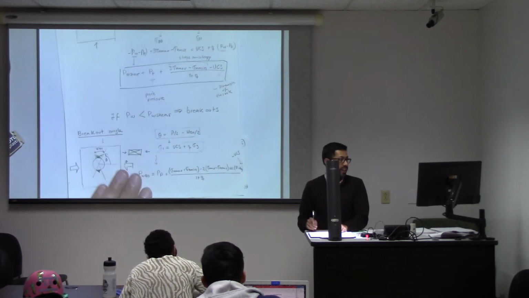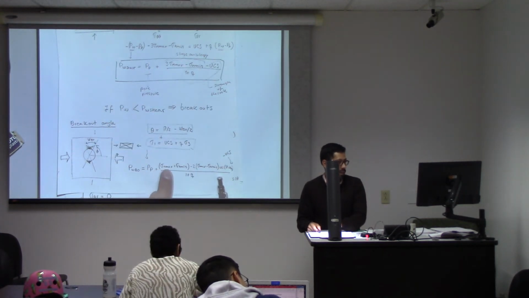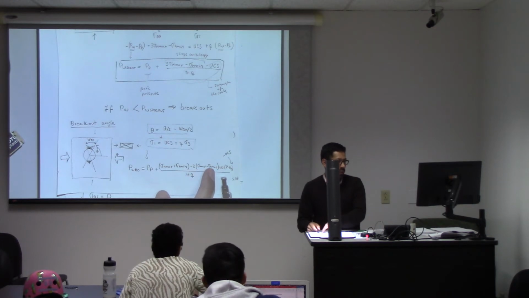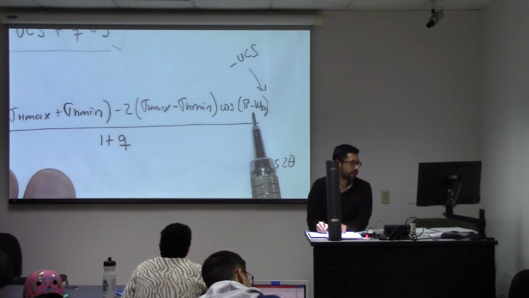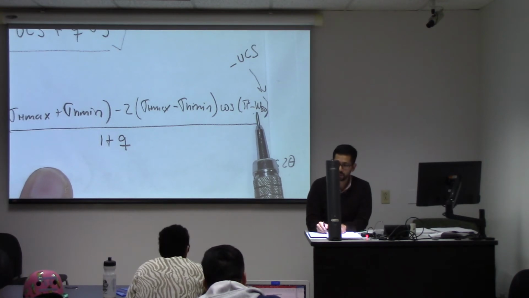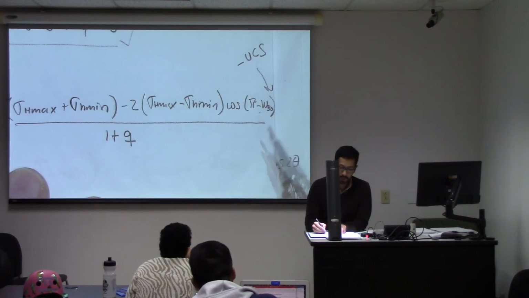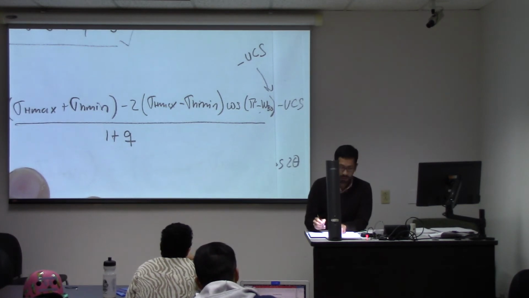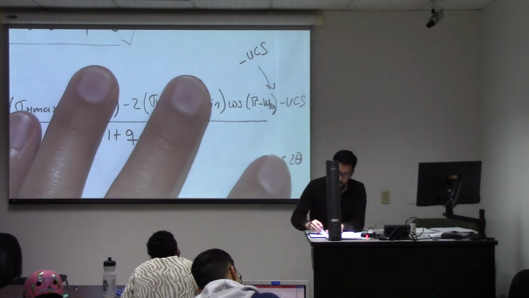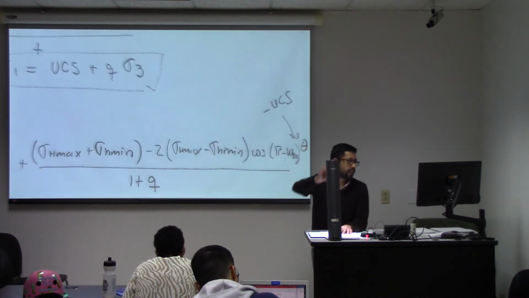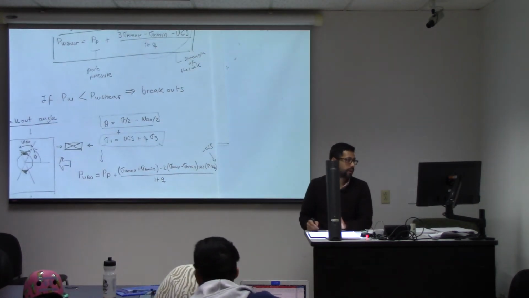So basically, it's very similar to this one, but instead of having the 3 sigma H max minus sigma H min, now you have sigma H max plus sigma H min minus 2 sigma H max minus sigma H min cosine of pi minus WBO. Minus UCS, it goes over here. So is minus UCS also divided by 1 plus Q? Yes, correct. Yes, also divided. It's the same as in this equation over here, where also the UCS is divided by 1 plus Q.